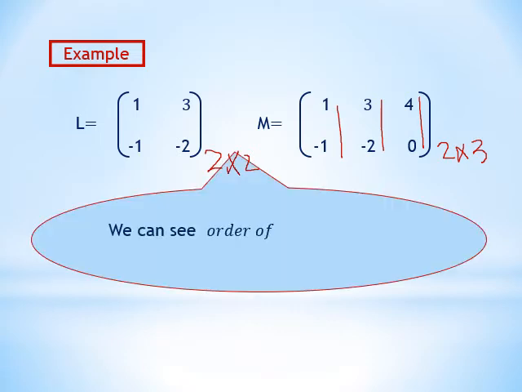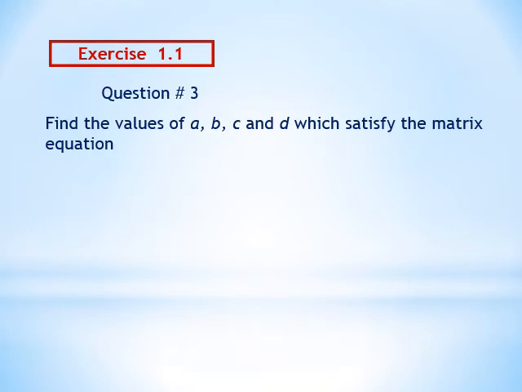We can see order of P, L is not equal to order of M. So L is not equal to M. Next we will solve exercise 1.1. Question number 3. And it is a very important question.